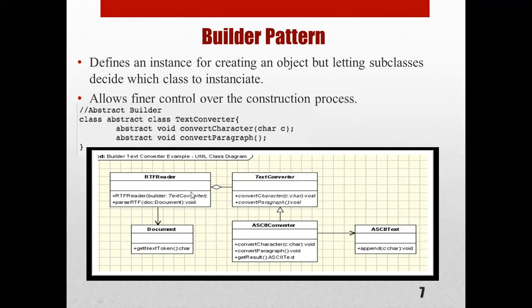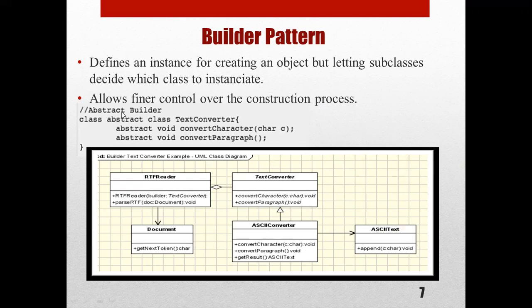Here you can see the structure of the builder pattern, or an example for the builder pattern. Here the TextConverter class is there. Then RTFReader. RTFReader is a composition of the TextConverter class. Then it is associated with Document. Then ASCIIConverter is a generalization from the TextConverter class and it is associated with ASCIIText.